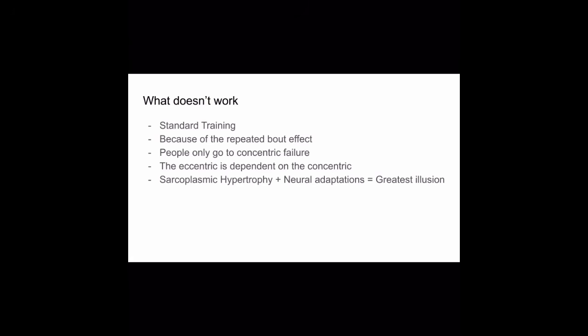So what's not going to work? What's not going to work is standard training. Okay. And the main reason is because of the repeated bout effect. Okay. The repeated bout effect, what it pretty much is, it's a phenomenon that protects your body from getting damaged from further assaults. Okay. So when you first come in the gym, your first training session, you work out, and you get DOMS. You get delayed onset muscle soreness for 7 to 10 days, okay?